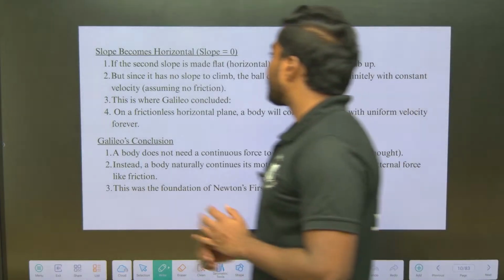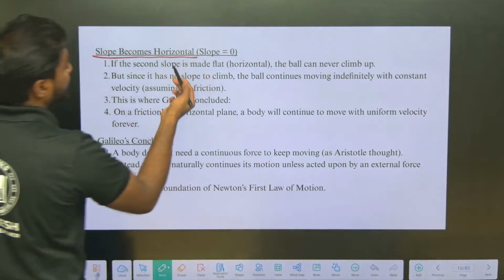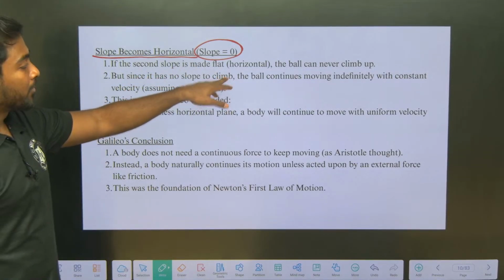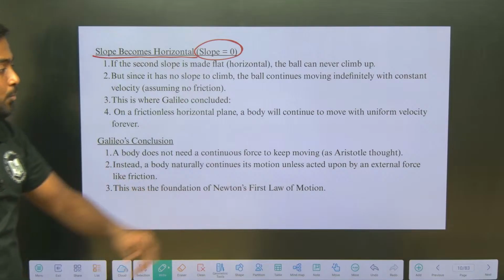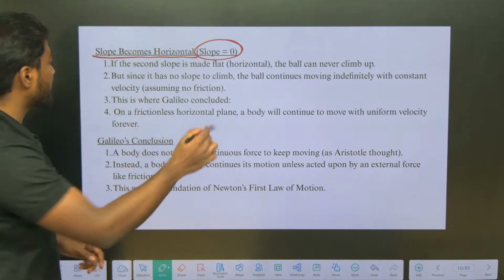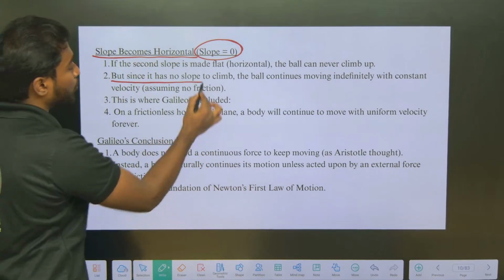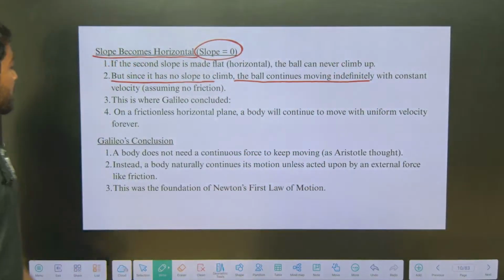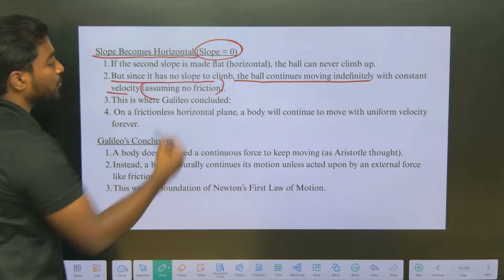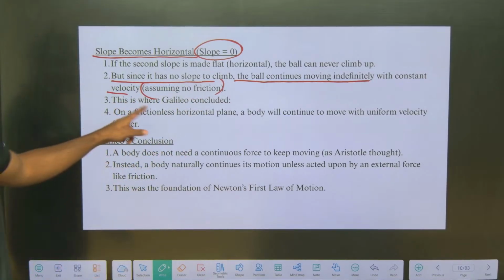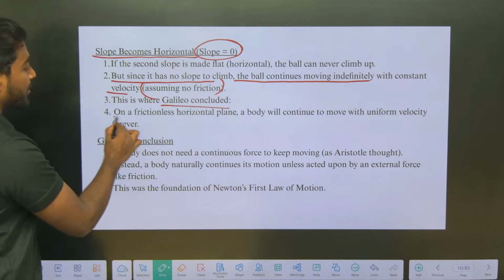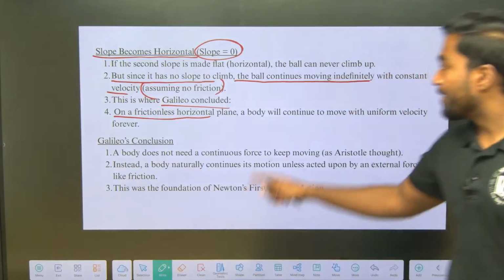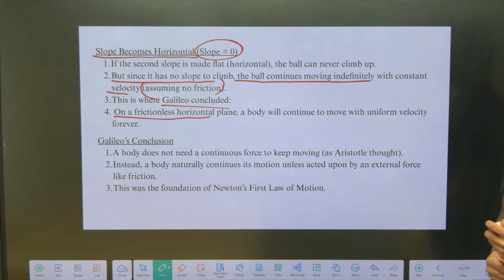So the slope becomes 0, like the slope becomes horizontal, right? If the second slope is made flat, the ball can never climb up. It will go on to infinite distance. Since it has no slope to climb, the ball continues moving indefinitely with constant velocity, assuming there is no friction. So this is where Galileo concluded that on a frictionless horizontal plane, a body will continue to move with uniform velocity forever. Okay.